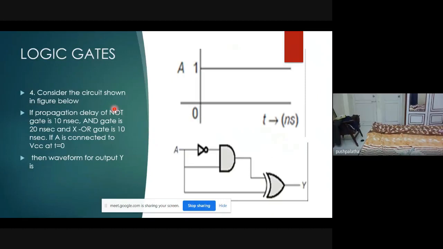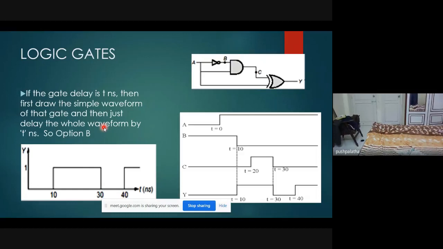Now this is actually your circuit, right? If the gate delay is some t nanosecond, then first draw the simple waveform of the gate and then just delay the whole waveform by t nanosecond. First I'm just drawing A. A value is equal to, I had given a step value, which is 1, the high value. At t equal to 0, always you have to go for t equal to 0.